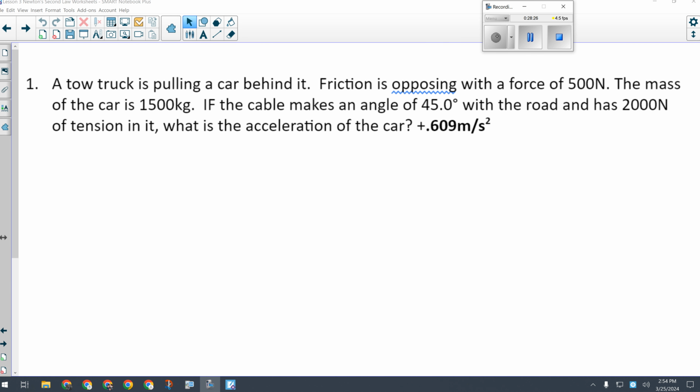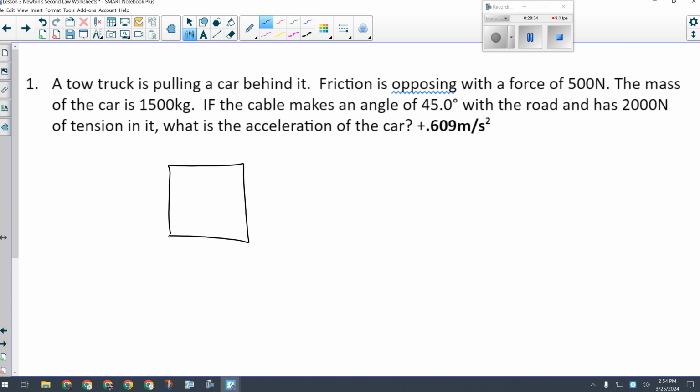Okay, so on this one here, we've got the truck, like so. And it's being pulled at a 45-degree angle. And we know that there are 2,000 newtons worth of force in that cable. They tell me friction is opposing with 500 newtons. Friction has to act straight backwards because we have to assume that it's a level road, that they're not going up a hill or anything.